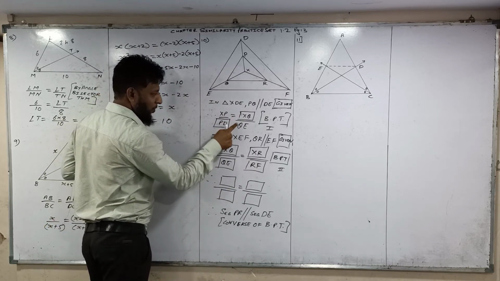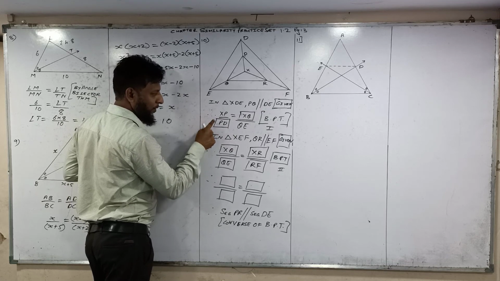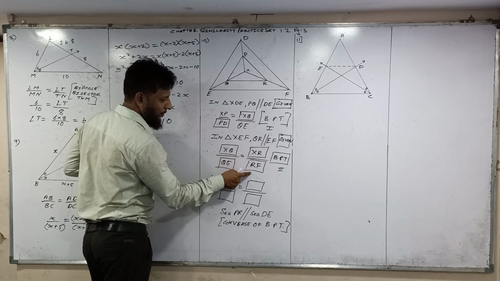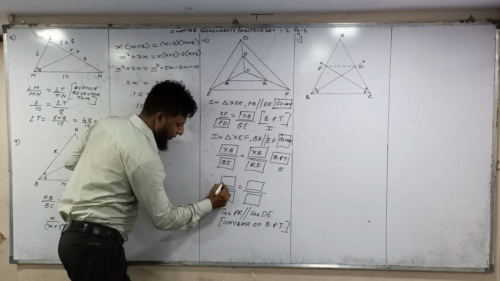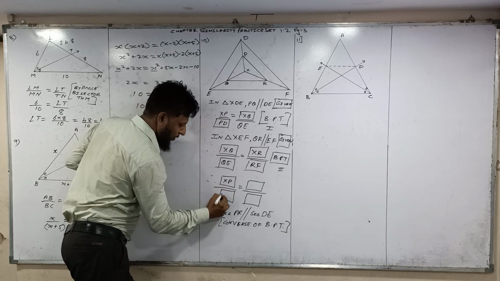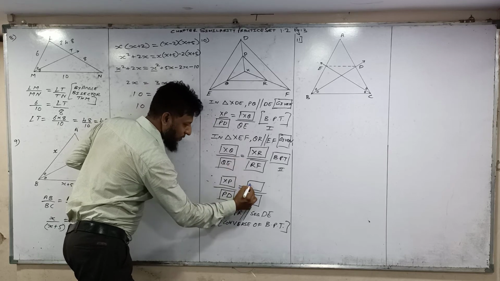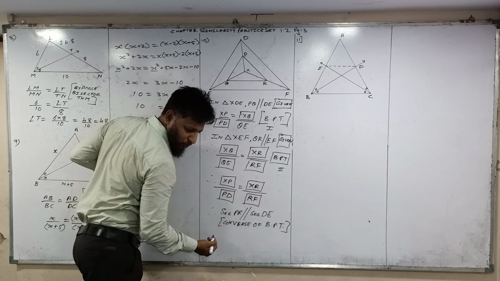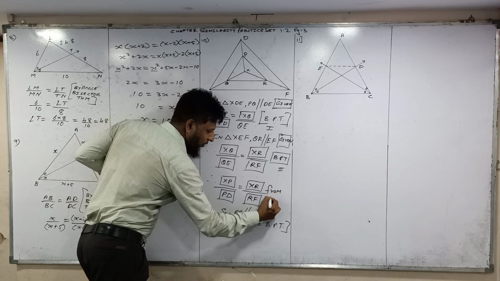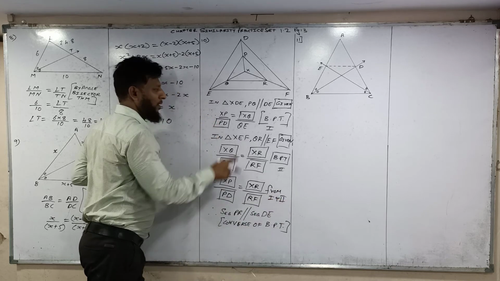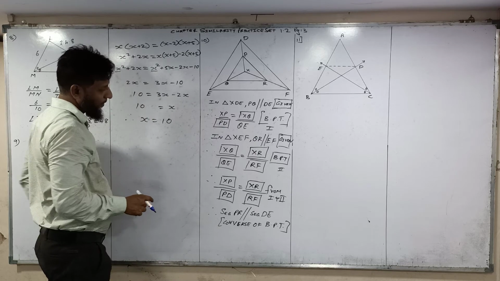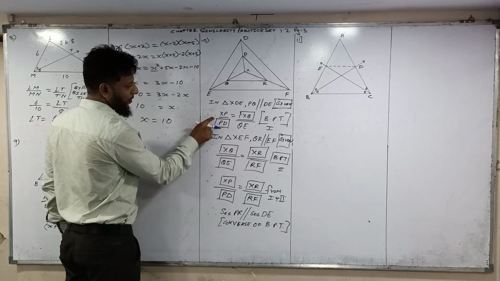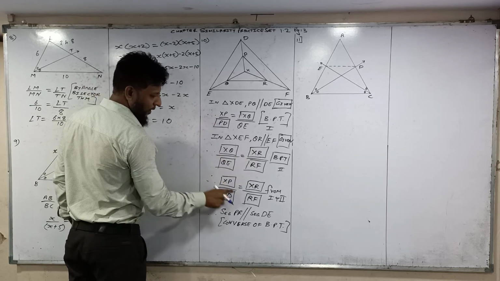So from 1 and 2, XQ upon QE is equal to XP upon PD, and in 2, XQ upon QE is equal to XR upon RF. Therefore, XP upon PD is equal to XR upon RF from 1 and 2.